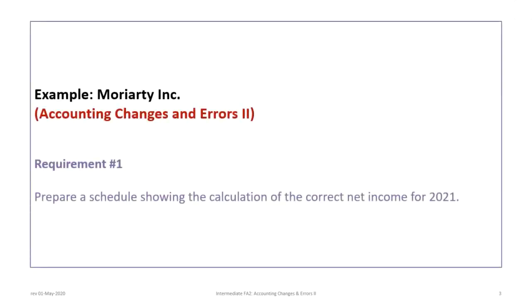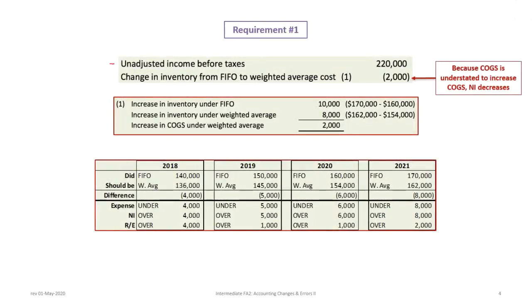This tutorial is based on the Moriarty Inc. example, so please make sure that you have downloaded it and previewed it and are ready to proceed with our requirement 1, which is preparing a schedule to show the calculation of the correct net income for the year 2021. What we do is we begin with our unadjusted income before taxes of $220,000.